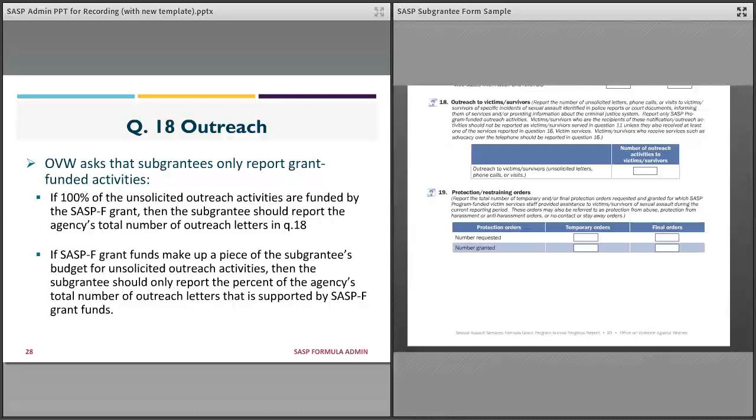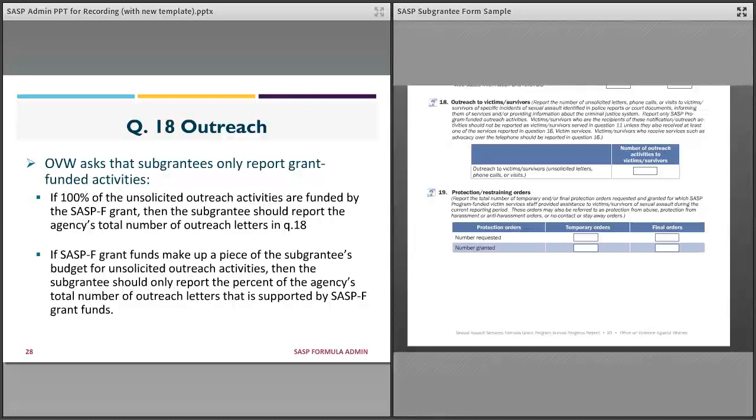Here's an example of prorating outreach activities to report only what is grant funded. For example, a full-time outreach advocate might be 50% SASP Formula grant funded. This outreach advocate may have mailed 1,000 unsolicited letters offering information in support of services during the current reporting period. Because this advocate is only 50% grant funded, the subgrantee should prorate the total number of unsolicited outreach activities that staff person conducted to 50%.